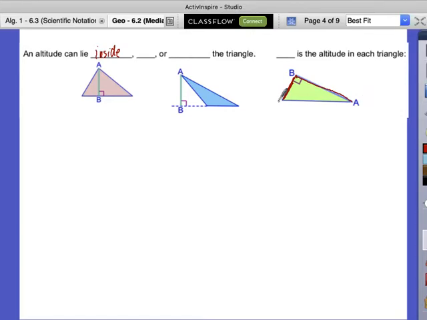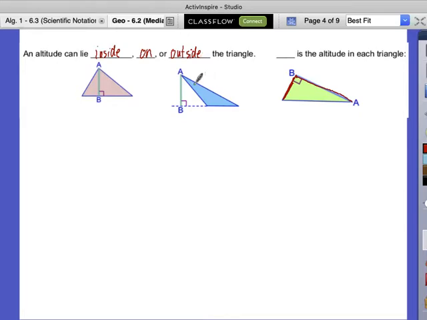Because this goes from a vertex to being perpendicular to the opposite side. And this goes from the vertex to being perpendicular to this opposite side. So it can be inside, it can be on, or what do we see here? Where's the altitude? It's outside the triangle. Okay? It's outside the triangle here.